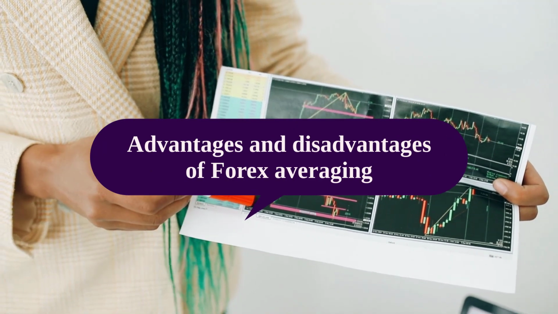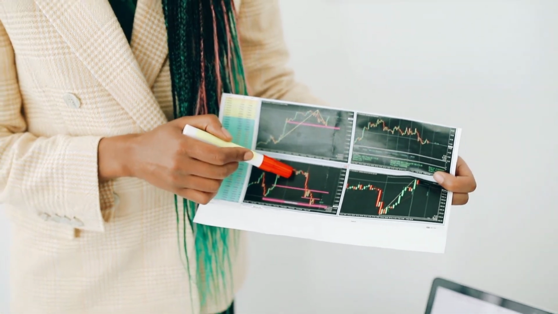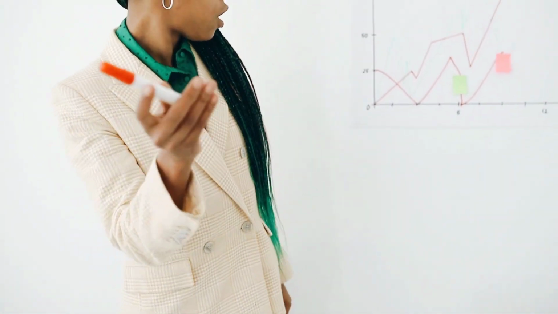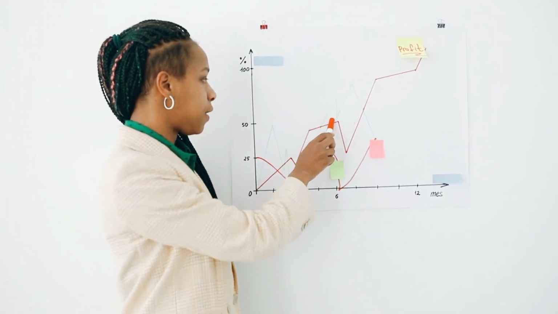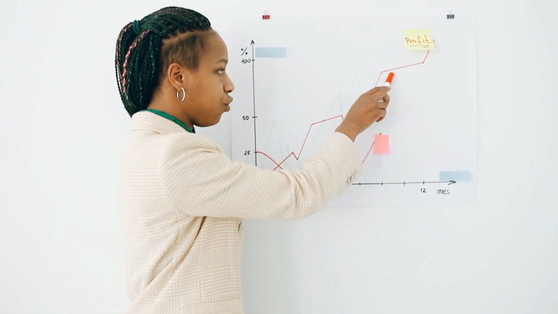Advantages and disadvantages of Forex averaging. Let's start with the pros, which are far fewer than the cons. One of the possible and the main advantage of using the averaging method is that the trader can profit from unprofitable positions and avoid losses. However, this is only a possibility and does not guarantee success.